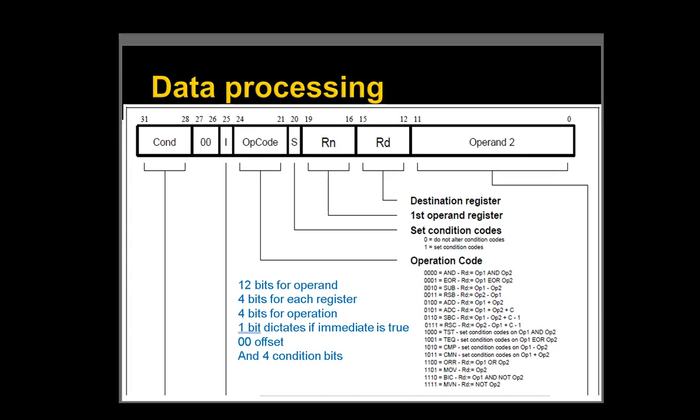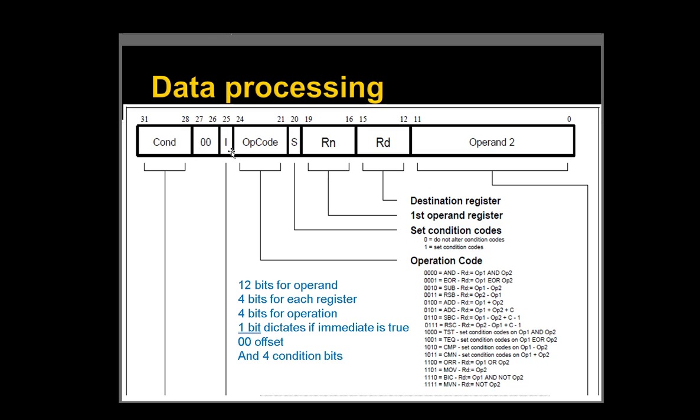So here I have a zoomed in view, this is only the top part of the table I showed you. This is for data processing. We said the most significant 4 bits are set for the condition. And following that, you have 00. This is always going to be 00. So every time you have an add, subtract, XOR, etc., a move instruction, this is always going to be 00.